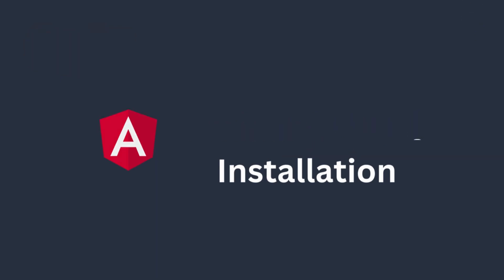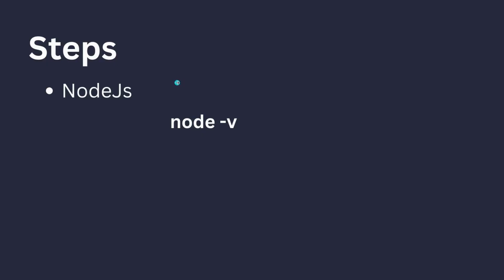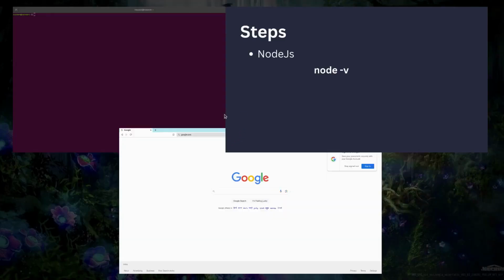Now let's go. The first step is to check whether Node.js is installed in our system or not. To check if Node.js is installed, we can run the command node -v. Let's check in our system. Node -v. See, my Node.js version is 16.1.5. If Node.js is not installed, first we need to install it on our machine from nodejs.org.